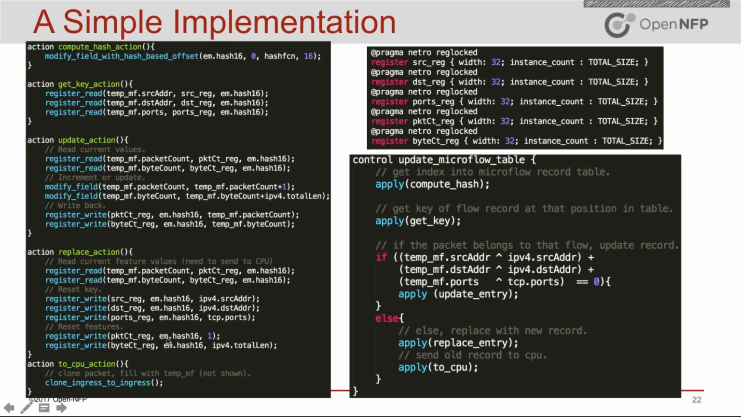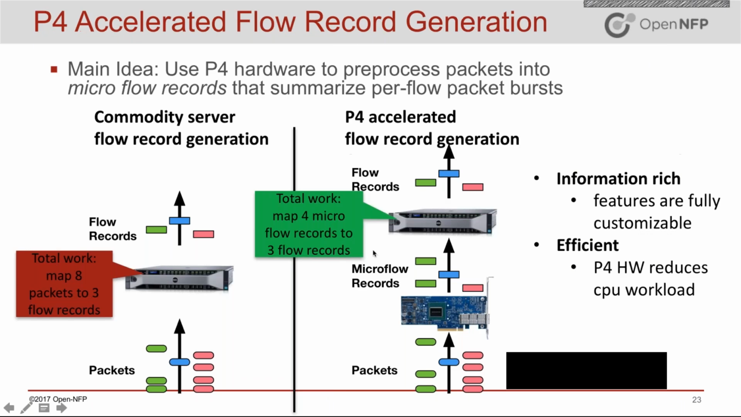And we have these actions that actually implement the logic that each table called with these apply functions uses. So that's the high-level idea. Again, we use the P4 hardware to pre-group packets into these microflow records, which reduces the amount of work that the CPU has to do. And we still retain information richness because we're not sampling, and we can configure the P4 software and the regular software to track many different features.